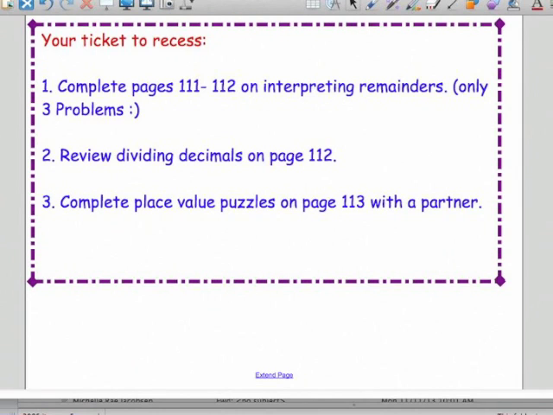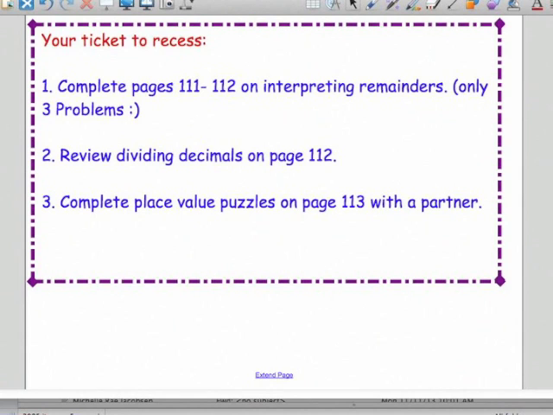Okay, so instead of me calling this your assignment, I'm actually going to start calling this your ticket to recess. Some of you, I feel like, maybe weren't working as hard as you should be on the past couple of days, so I really want you to kick it in gear and work hard. So to get to go to recess, this is what you need to do. You'll be completing pages 111 and 112 on interpreting remainders. It's just 3 problems, so that should be pretty easy.